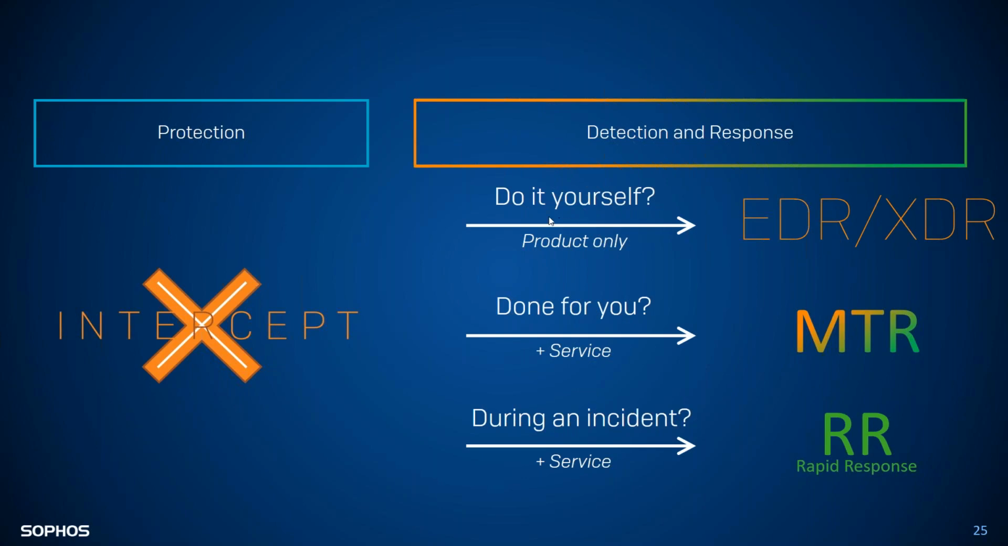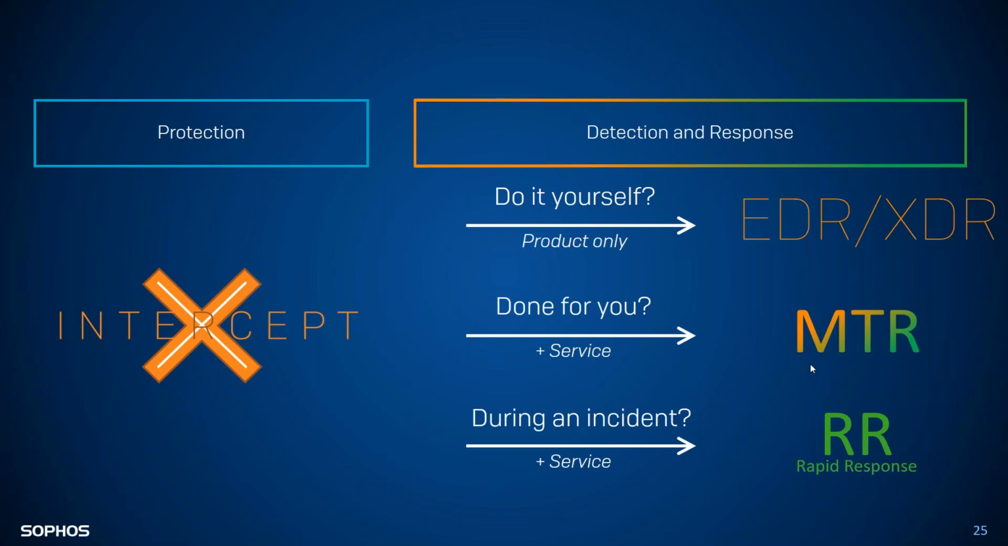So basically it breaks down like this. If you want to do everything I've been showing you yourself, you have the capability of doing that through our EDR product. And with XDR, that just means it gives us the data lakes to store more information. But to do it yourself, that would be the EDR. If you want somebody to do this threat hunting and monitoring for you, that is our MTR service.